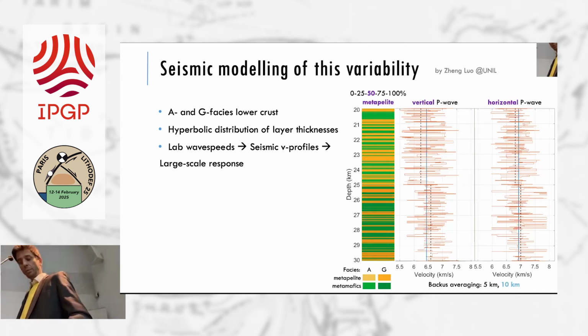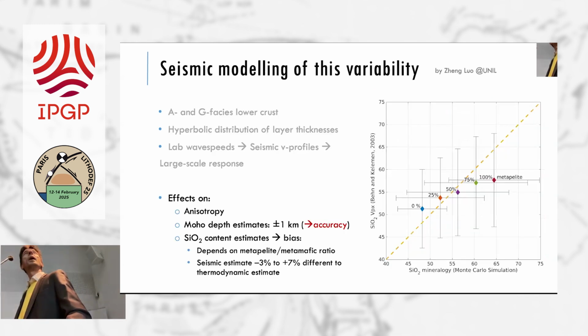And what we see from this analysis is that there is a significant effect of anisotropy because of the metapelites, which really cause several percent anisotropy of these rocks. And so if you want to use the data to estimate MOHO depths, you start with a minimum of a 1 kilometer accuracy problem, which is not related to the data set itself, it's related to the methodology, how you get the MOHO depth estimates.